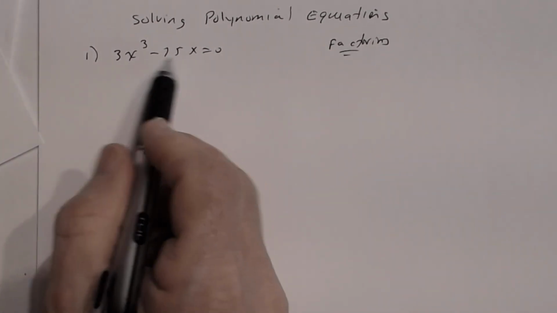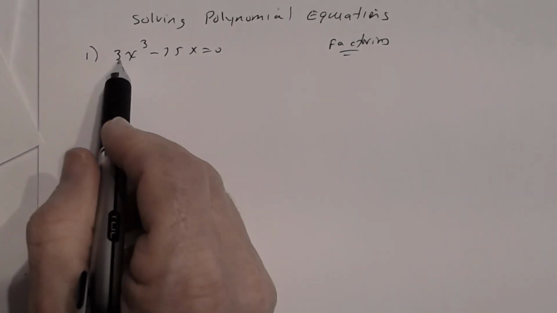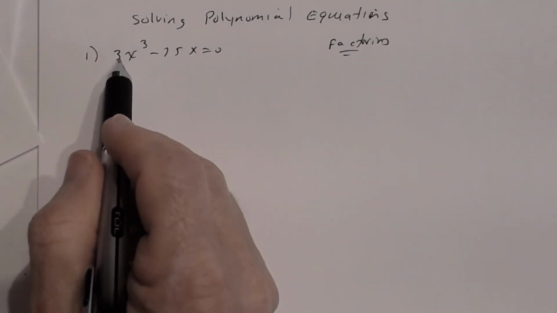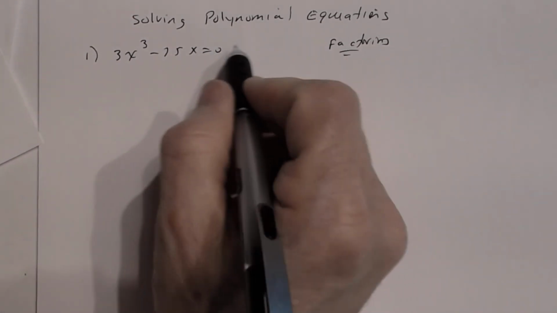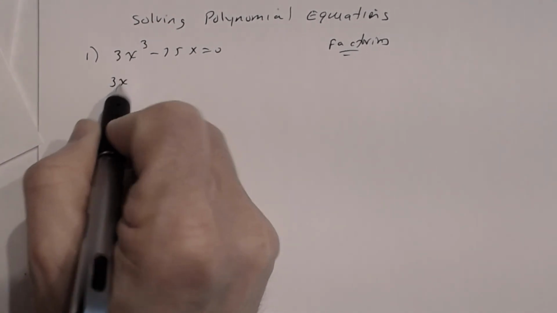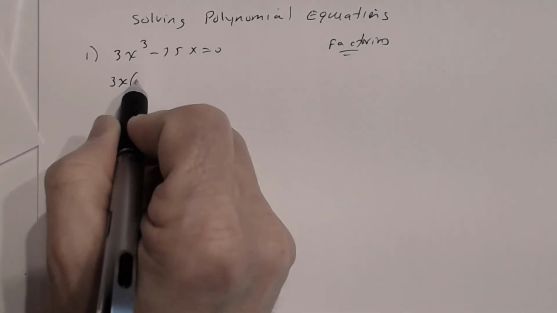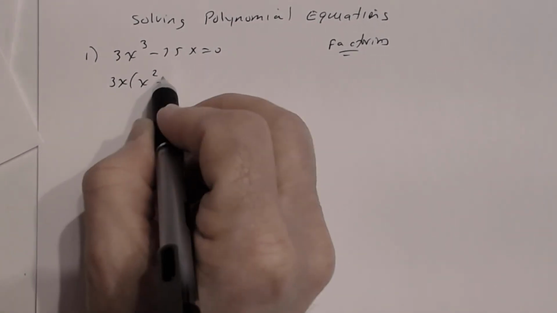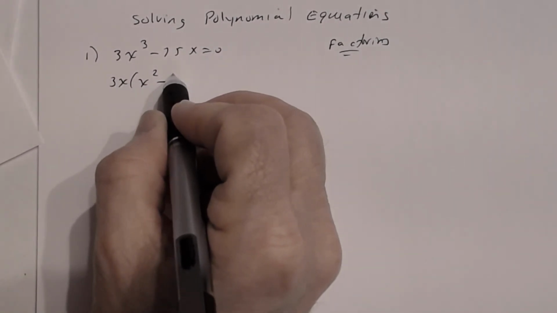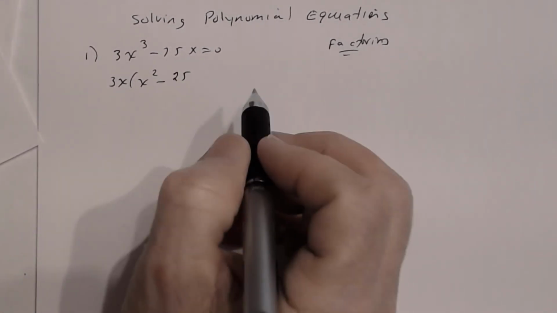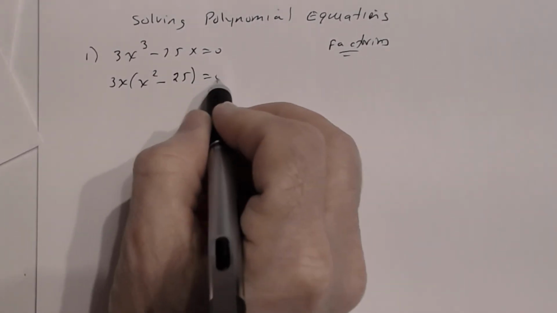If you look at this, the GCF of these two terms on the left side is 3x. So 3x is the GCF. I can factor out 3x, so I get 3x times x squared, since 3x times x squared is 3x cubed, and then minus 3x times 25, which is negative 75x.